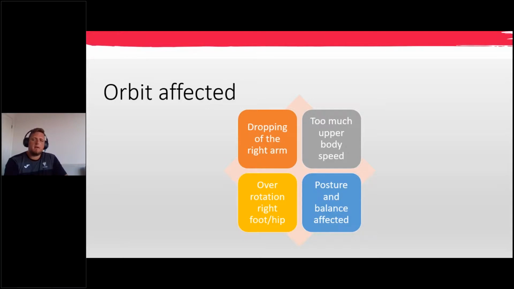Too much upper body speed, that is when we're at the back and we see the athletes throw their left arm into the middle, okay? That is what I mean. That is the orbit affected, and then posture and balance affected, okay? And these are things that everyone will have issues with, but 10,000 throws will stop that dropping of the right arm. We have drills, we have other things we'll go into towards the end.